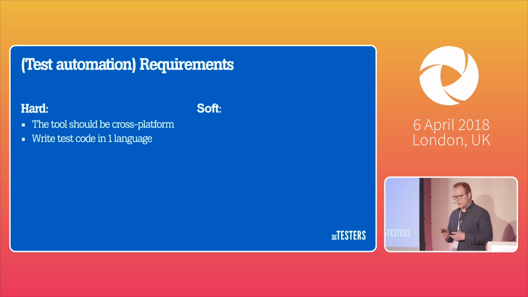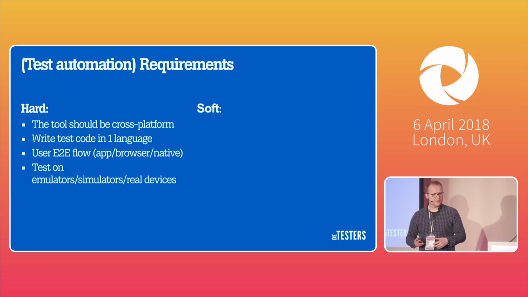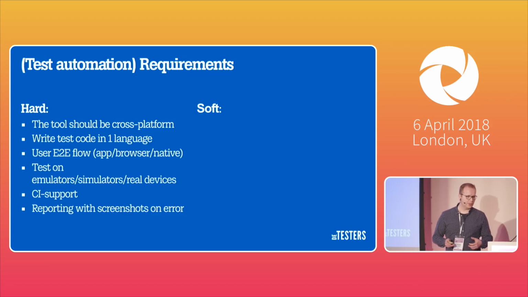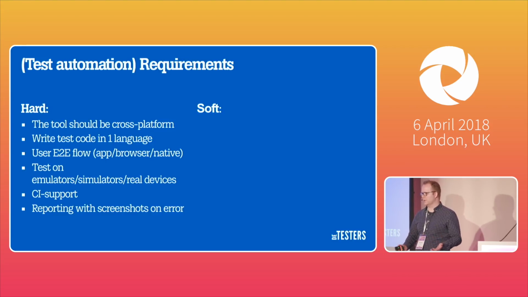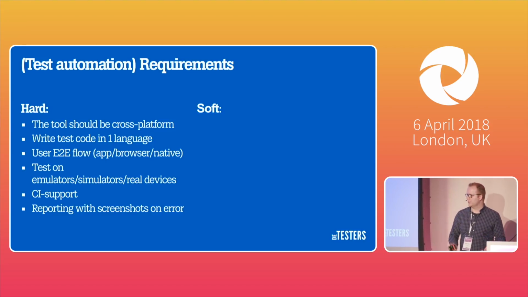So what we needed to have, first of all, is that our tool itself should be cross-platform. We should be able to use it with iOS and with Android. We also would like, and we're going to get back to it in the soft requirements, to write our test code in one language. We don't want to use Java, Ruby, or whatsoever all together. We just want to do it with one language.